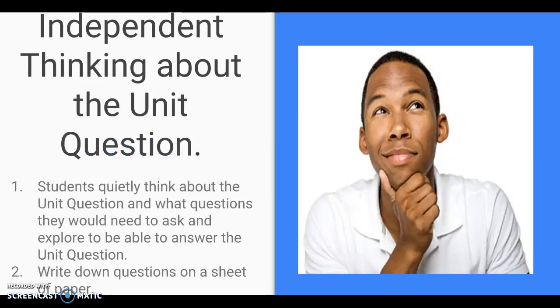First of all, you want students thinking about the unit question. You should have your students spend possibly a minute to 3 minutes thinking about that essential question, or what we call the unit question, and creating questions to help answer that big unit question. Students should write down those questions on a sheet of paper.